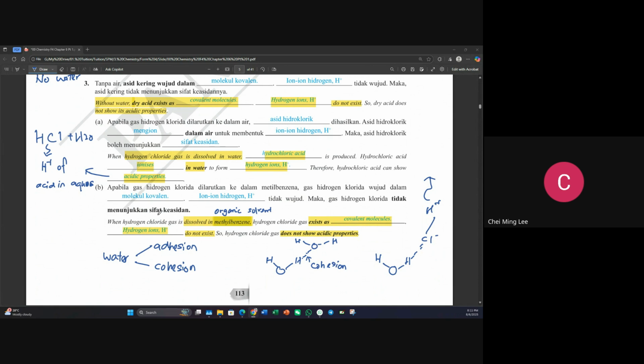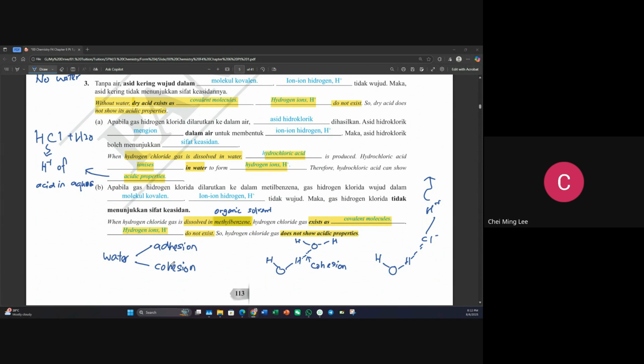When it dissolves in an organic solvent like methyl benzene, the hydrogen chloride gas exists as covalent molecules because there is no water molecule to pull the hydrogen out. So that's why it still exists as molecules, and the hydrogen ion does not exist.